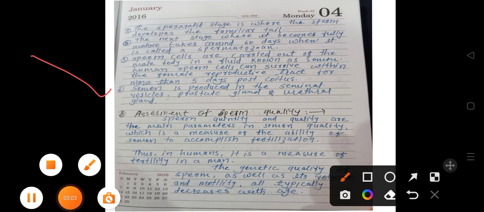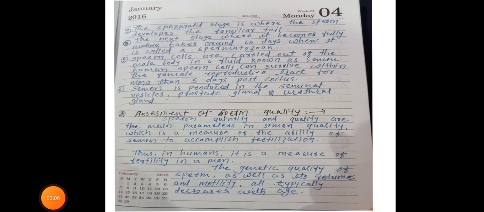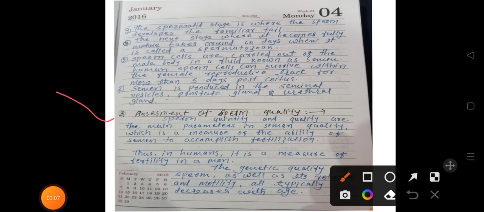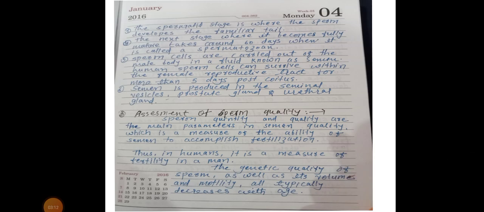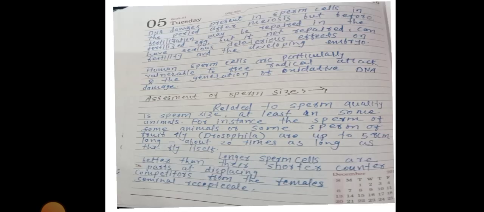The next point is the assessment of sperm quality. Sperm quantity and quality are the main parameters in semen quality, which is a measure of the ability of semen to accomplish fertilization. Thus in humans it is a measure of fertility. In a man, the genetic quality of a sperm as well as its volume and motility all typically decrease with age.